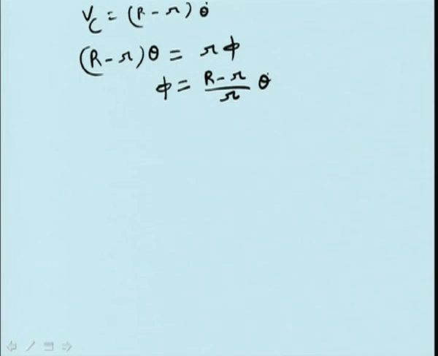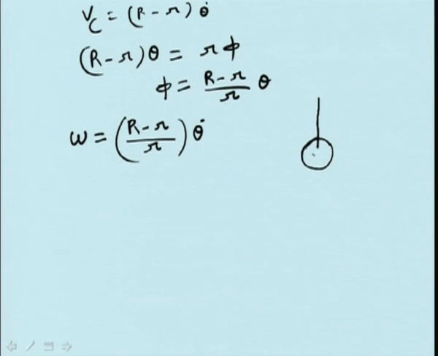Hence the angular velocity of the cylinder is equal to omega = (R − r) divided by r into theta dot. Or else see it like this: there is a cylinder, this is r, and this was moved by some distance. The center moves (R − r) theta, and about the instantaneous center the distance is r, so therefore omega is equal to (R − r) by r theta dot.